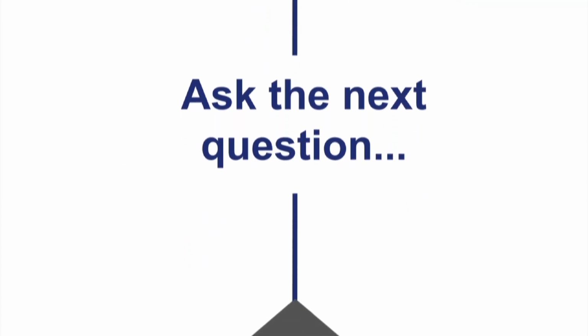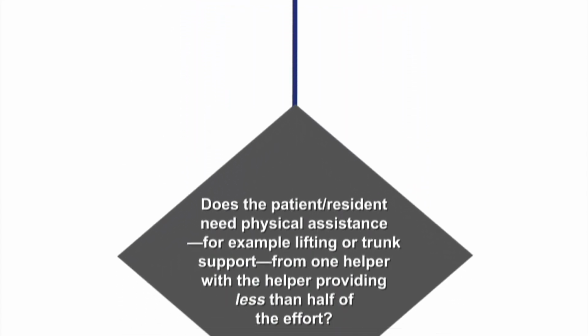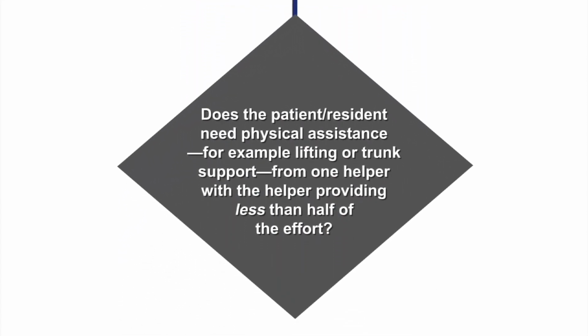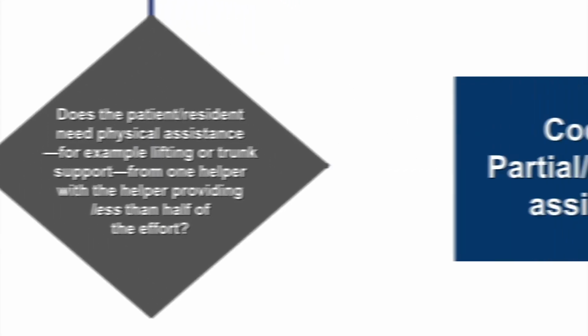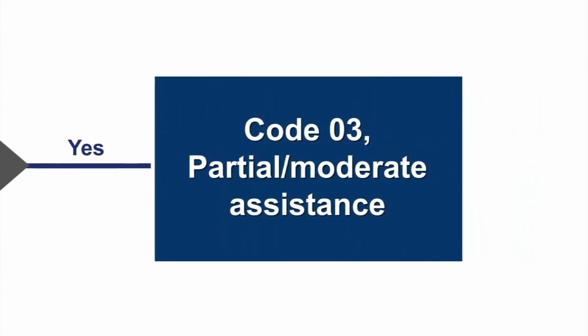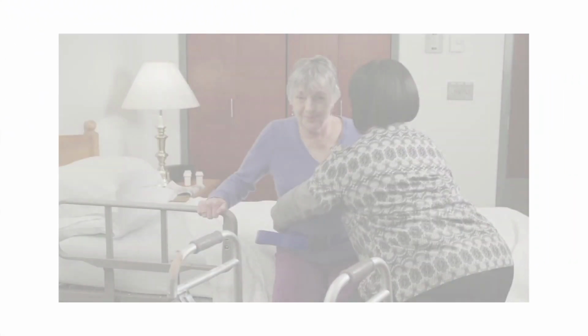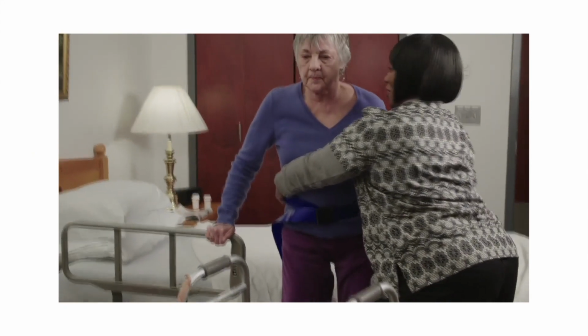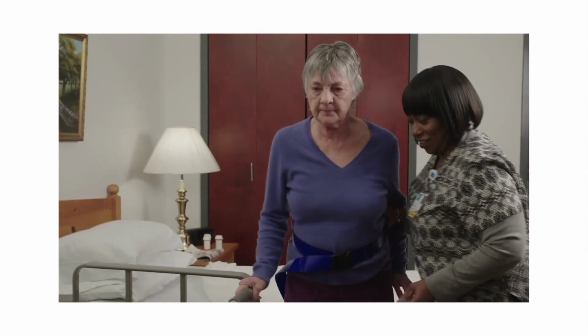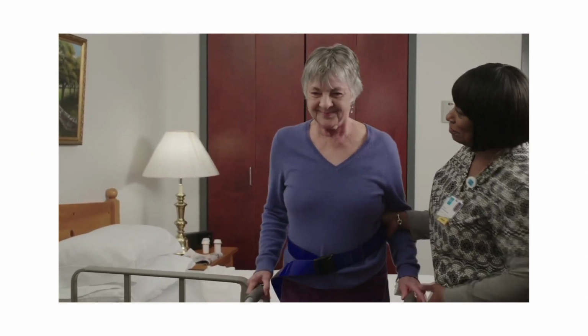The fourth question in the decision tree asks, does the patient or resident need physical assistance, for example, lifting or trunk support, from one helper with the helper providing less than half of the effort? If the answer to this question is yes, the correct code for this patient or resident is 03, partial moderate assistance. Let's review an example of Mrs. Jones completing the sit-to-stand activity, but this time with partial moderate assistance.